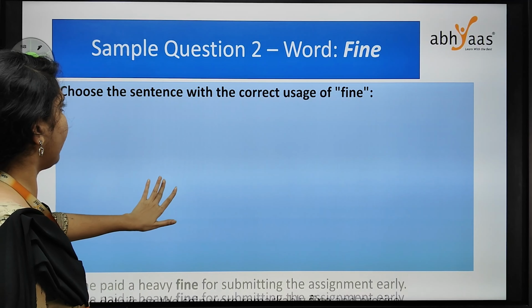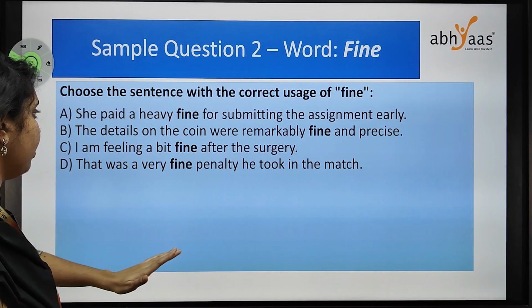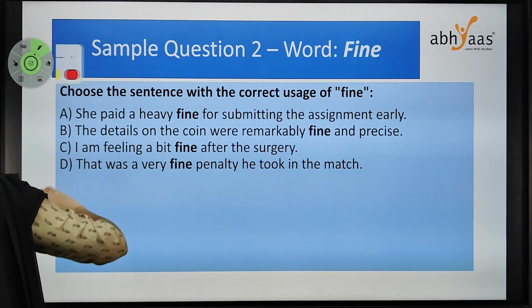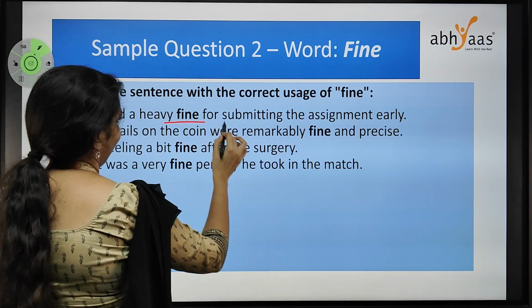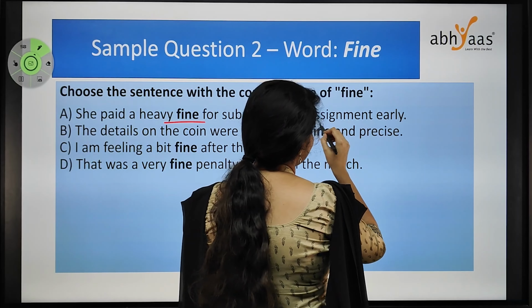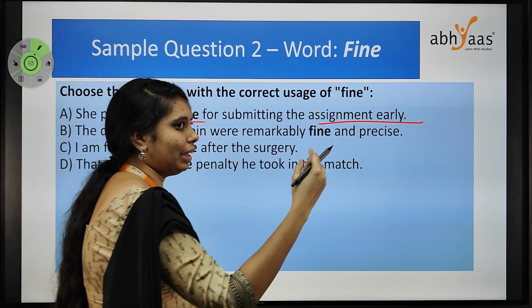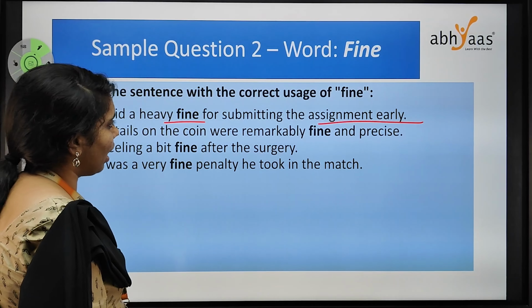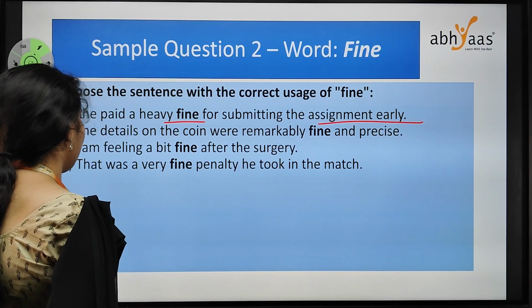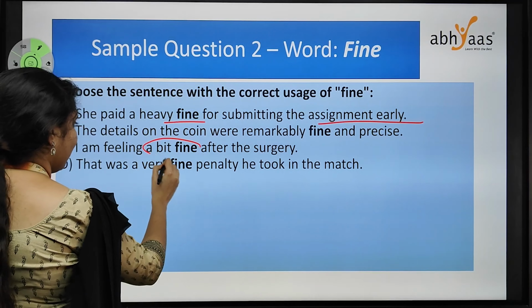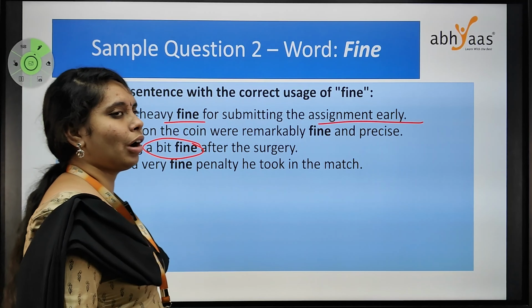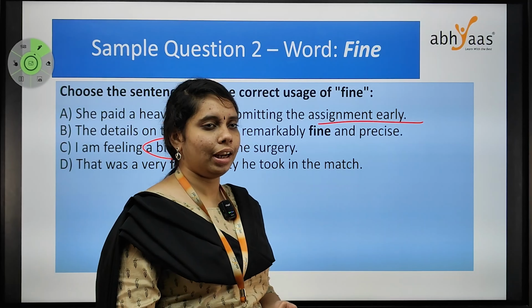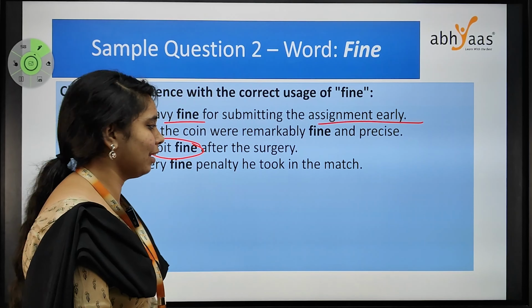Let's see one more with fine. She paid a heavy fine for submitting the assignment early. Again, contextually, why would she pay a fine if she's submitting the assignment early? If you're submitting late, that makes sense, right? The details on the coin were marked fine and precise. I'm feeling a bit fine. What do you say after the surgery? I'm feeling better after the surgery. I'm fine now, right? What is a bit fine?